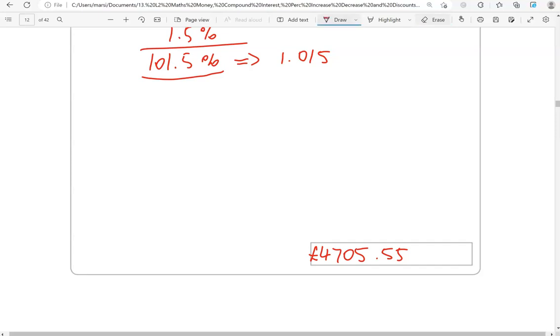I'm going to write this here, 4,705.55, and I'm going to say no within the box. So no, it's £4,705.55.